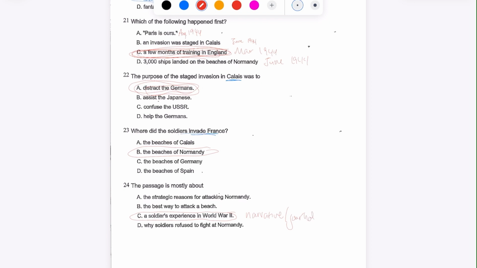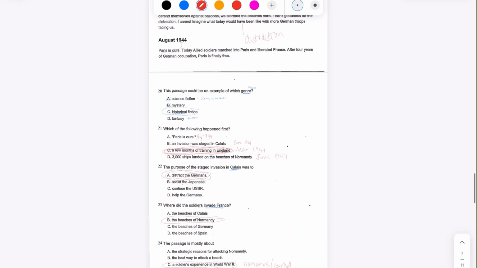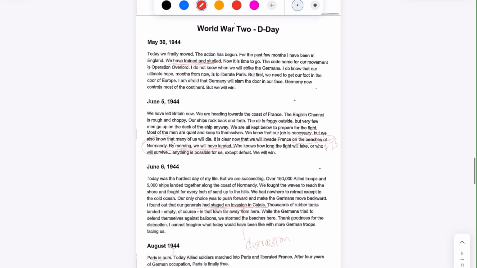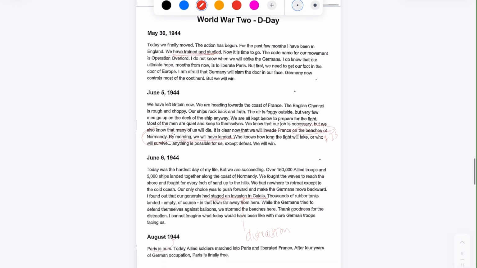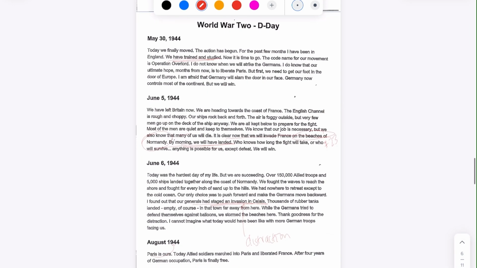Notice for this narrative or journal, this uses what's called first person voice. And first person voice uses words like I, me, my, or mine, or we, or our. So again, these are first person accounts, and there might be some bias in here, but again, it was historical fiction, so the actual experience probably didn't happen, but a similar experience happened to a lot of these soldiers on D-Day.